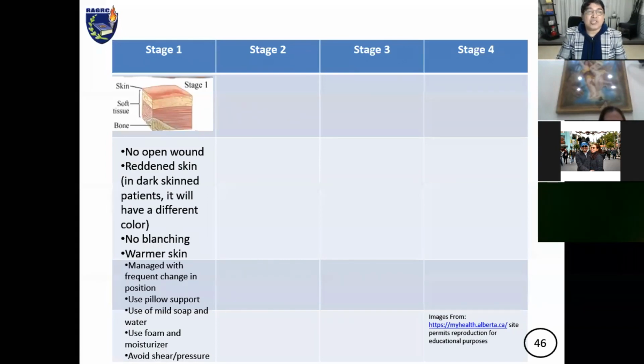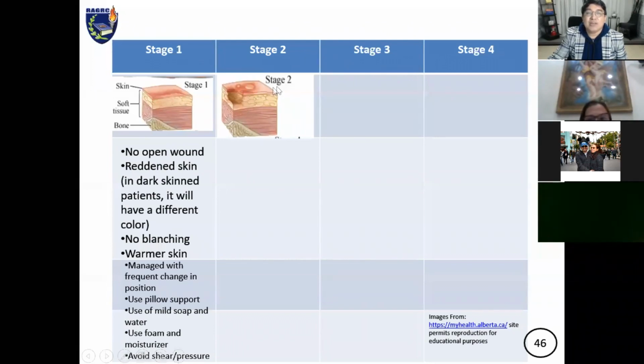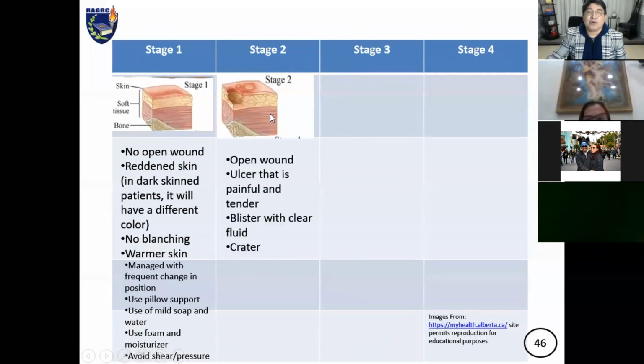So how do we differentiate now? Stage 1, the epidermis becomes red. From stage 2, take note, you have a fluid-filled blister. So when you have a blister that's formed, that's already stage 2. In stage 2, you have an open wound. The ulcer now is painful and tender, with a blister with clear fluid. So there's going to be a crater for stage 2. The epidermis and the dermis could be affected.